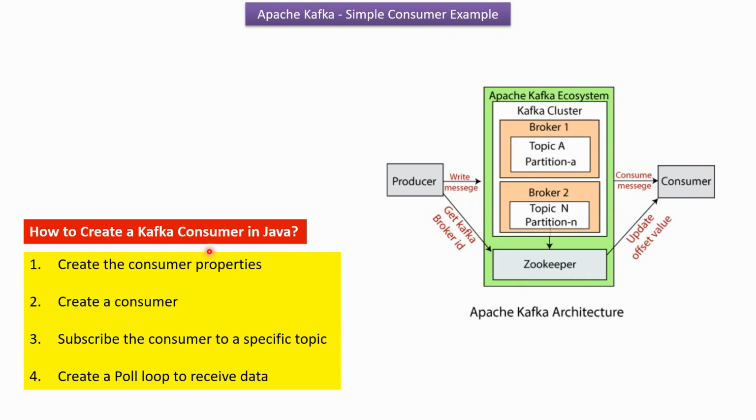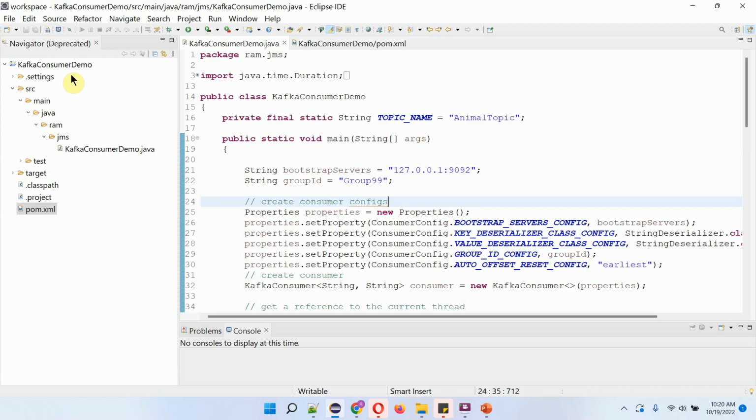To create a Kafka consumer in Java, first we have to create consumer properties, then we have to create the consumer, then we have to subscribe the consumer to a specific topic, then we have to create a for loop to receive the data. We will see how to do that.